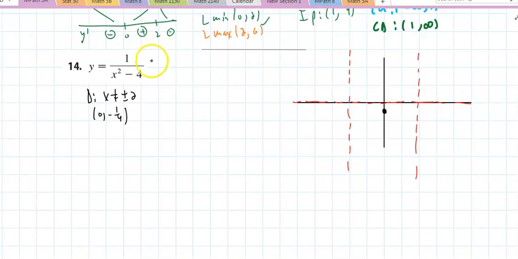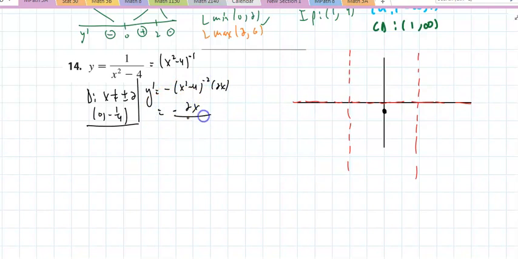Well, if I want to find the first derivative test, can't I think of this as (x squared minus 4) to the negative 1? So if I take a derivative of this to figure out where the function is increasing and decreasing, y prime would be negative (x squared minus 4) to the negative 2 times 2x. That would be negative 2x over (x squared minus 4) squared. Where does y prime equal 0? Where does y prime not exist?